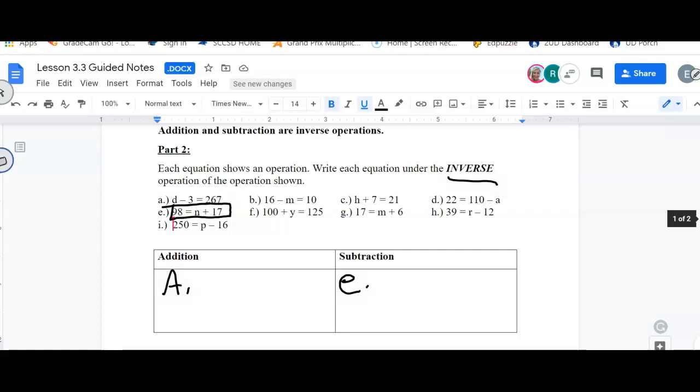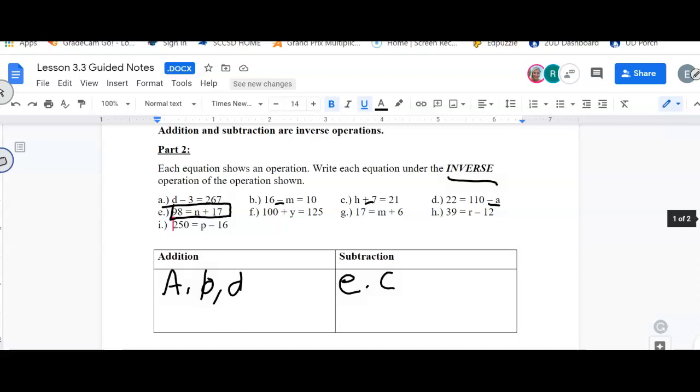All right, let's look at B. Where does B belong, in addition or subtraction? Remember, it's the inverse. Libby. Addition. Awesome. What about C? Chris? Subtraction. On to the subtraction. Here's the addition. The inverse is subtraction. What about D? Kara? Addition. Remember, it's the inverse or the opposite.